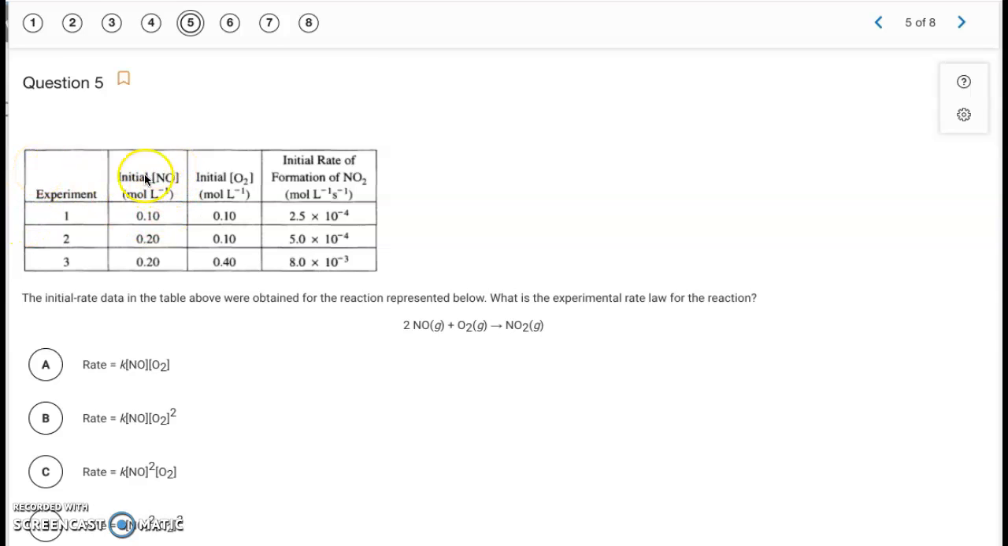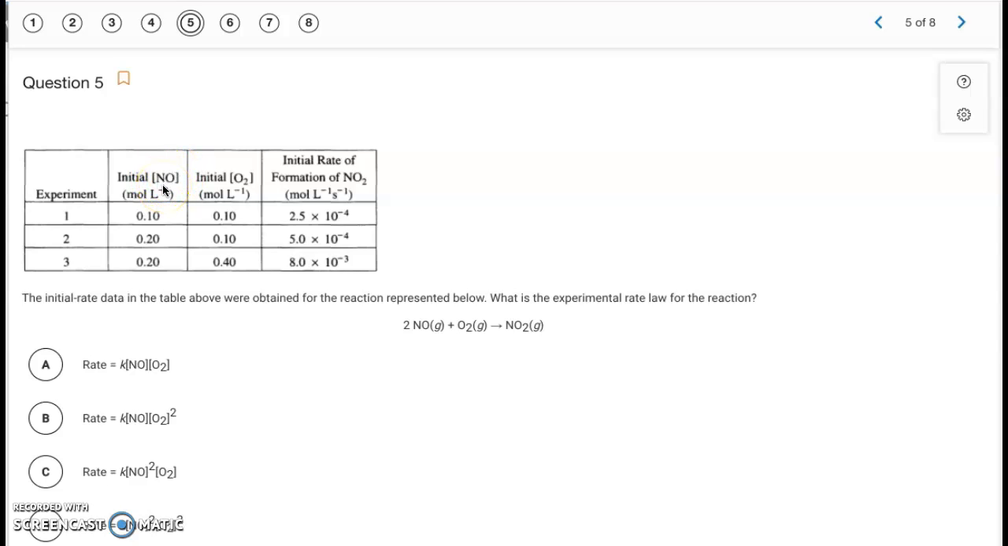All right, so to evaluate the order of NO, we want to look where NO is changing and O2 is held constant. So that's going to be experiment 1 and 2. And we look at by what factor is it changing. So NO is doubling. It goes from 0.1 to 0.2. And then you look at the rate also doubles. It goes from 2.5 to 5, the same factor. So if the concentration and the rate are changing by the same factor, that means it's going to be first order with respect to NO.